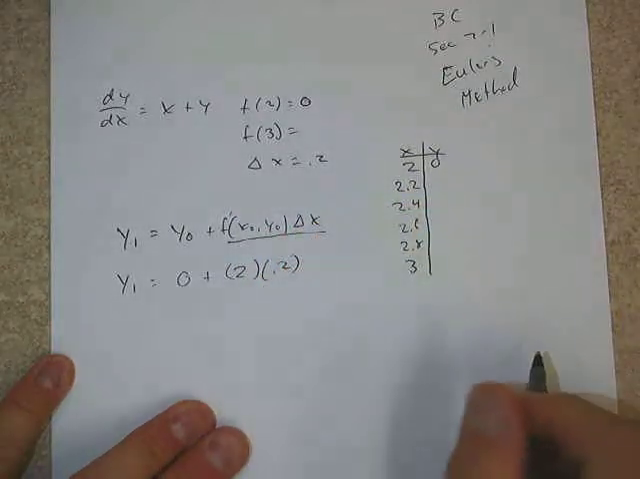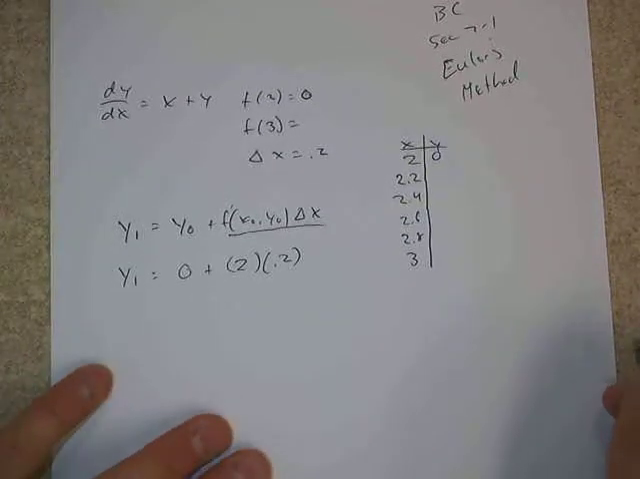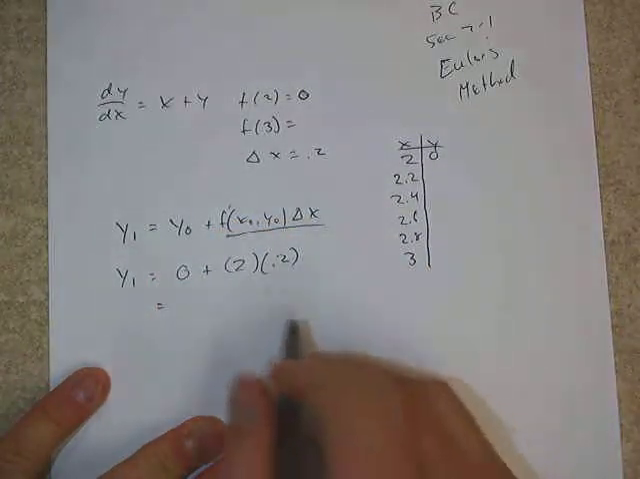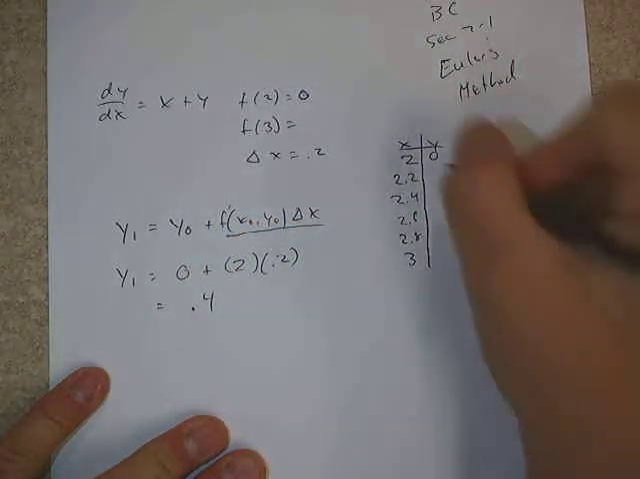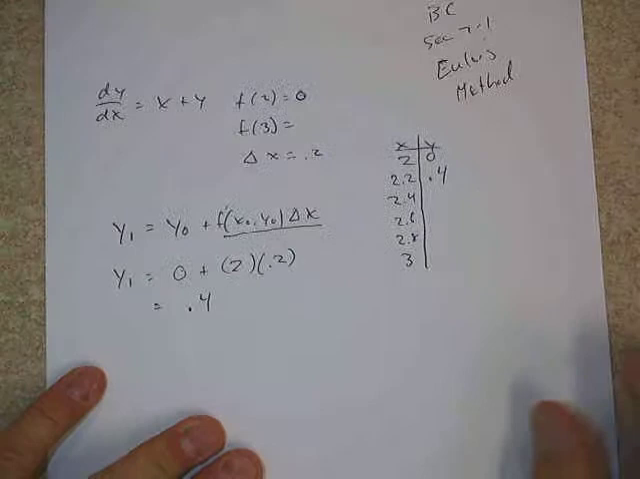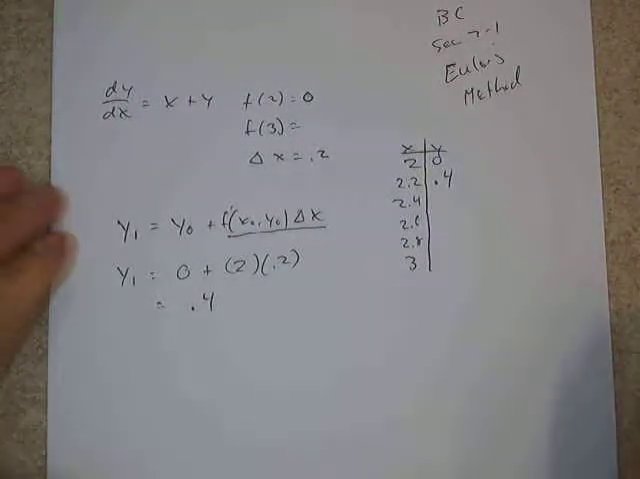And then the change in x is 0.2, okay? And the change in x isn't going to change throughout this problem because it's always going to be 0.2 as our change in x. So what does that tell us about our y value? 2 times 0.2 would be 0.4. And we ultimately will have that as our new y value. So again, filling in the blanks in our chart, we'd have the 0.2, 0.4.